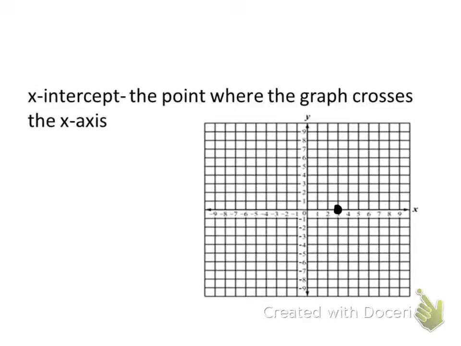Now, to get a line, we need 2 points. So someone give me another number. 4. Okay, so we're going to make the y-intercept 4. We'll get back to that on the next slide. Right now, I want to concentrate, though, on the 3.